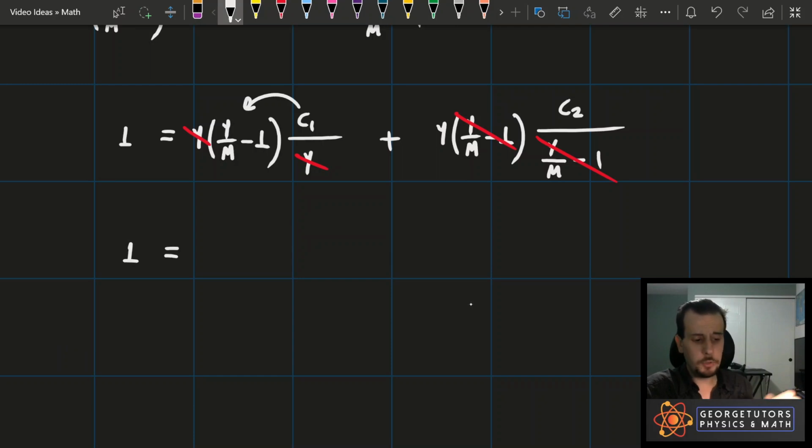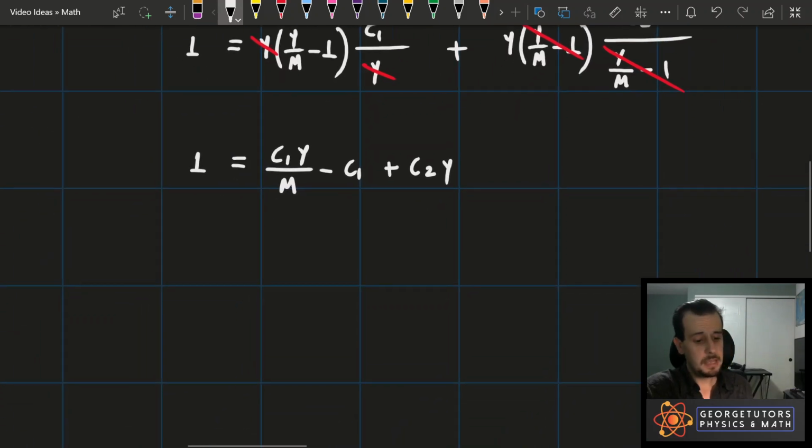And I'm just going to distribute the c1 in the bracket to skip another step here. I'm going to have it written as c1y over m minus c1. And then over here, I'm just going to have, as you can see, plus c2 times y. That's all. Now over here, in order to solve for c1 and c2, I would like to do a comparison between left-hand side and right-hand side.